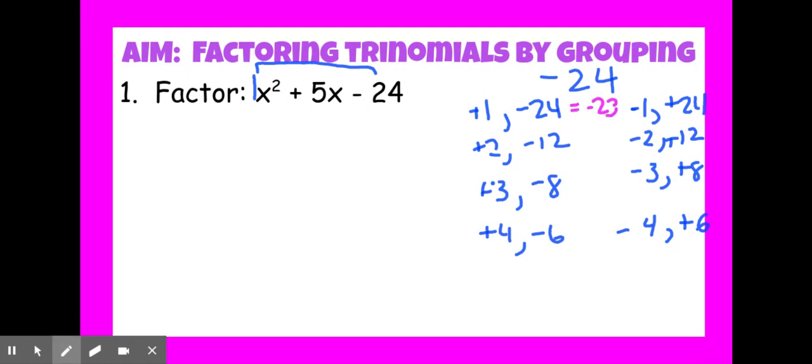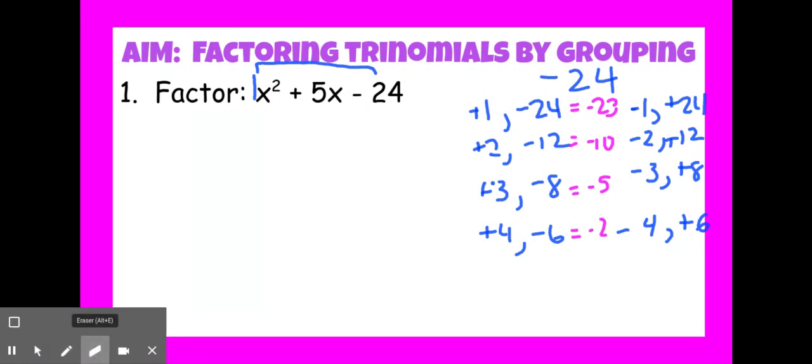You should be using your calculator to do this. 2 plus negative 12 is negative 10. 3 plus negative 8 is negative 5. And then 4 plus negative 6 is negative 2. Now on to the other side. I can't use purple because it's not going to come up. Let me get to blue.